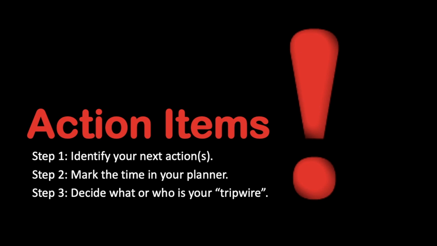Step 3. Let's decide who or what is your tripwire. In short, a tripwire is what is going to move you past the thinking mode and into making a decision. Maybe it's a person to keep you accountable, maybe it's a reminder in your phone, maybe it's setting up a meeting with your advisor. This is a way to get you unstuck and moving forward into declaring your major.